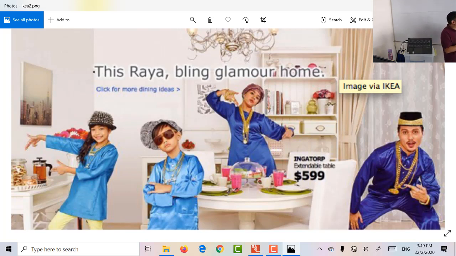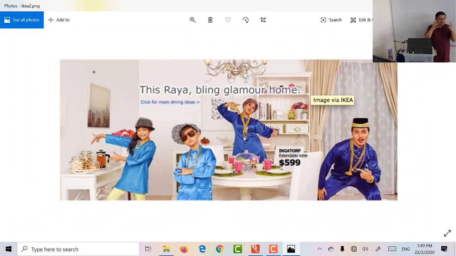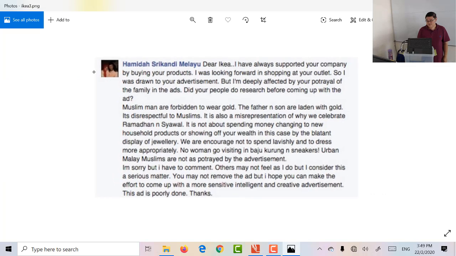Now, I suspect that when it comes to designing the Raya advertisement, the designer also brought the concept about bling bling. Bring new things, new furniture, new prosperity. That's the concept. Now, you probably won't see the problem until you read.